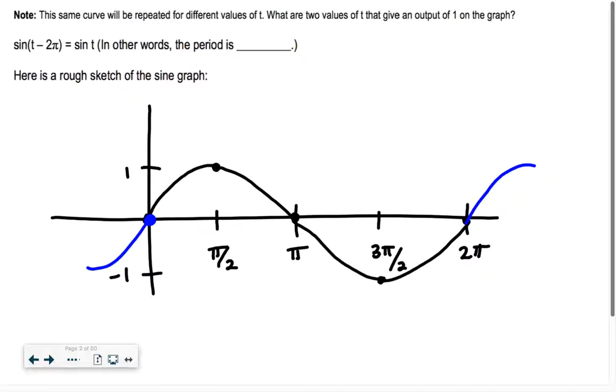So that's what it says in the note. It says the same curve will be repeated for different values of t. So what are 2 values of t that give an output of 1? If I'm on my unit circle and I want to talk about my sine value being 1, it could happen at pi over 2, or it could be 5 pi over 2, right? Going around another 2 pi, adding 4 pi over 2.